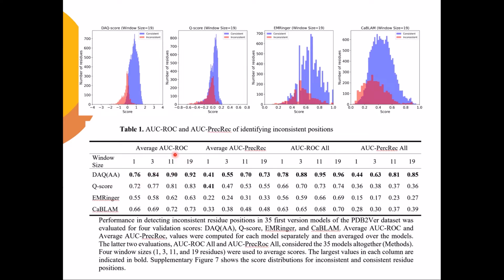This is the AUC value, which is used for evaluating classification accuracy. The DAQ score is doing well relative to other scores. DAQ is a deep learning method, but it's not trained to classify two classes. It's trained to detect alpha helix, the amino acid and C-alpha in the cryo-EM map, and that makes the DAQ score interpretable.